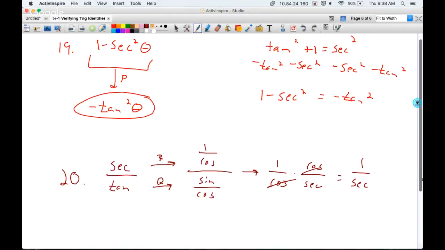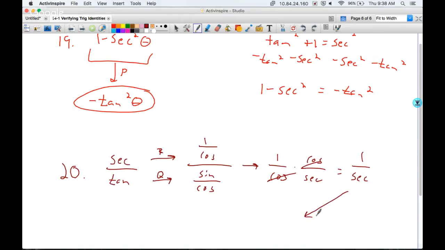I've got 1 over sine. This can be simplified using another reciprocal identity. 1 over sine is the same as cosecant of theta. Locate that in your reciprocal identities. If you don't believe me, it's right there. And that's nice and simplified. It doesn't have a fraction. It doesn't have multiple terms. Moving on.